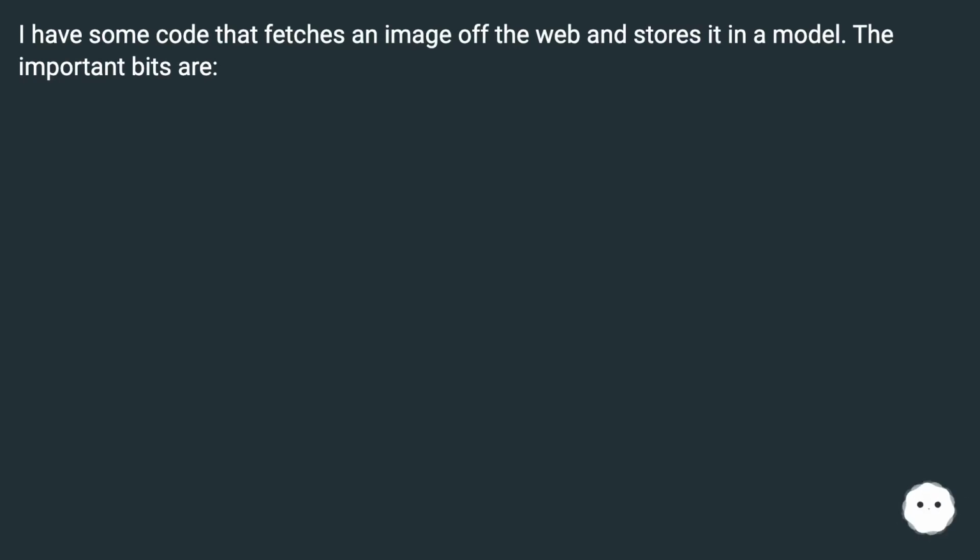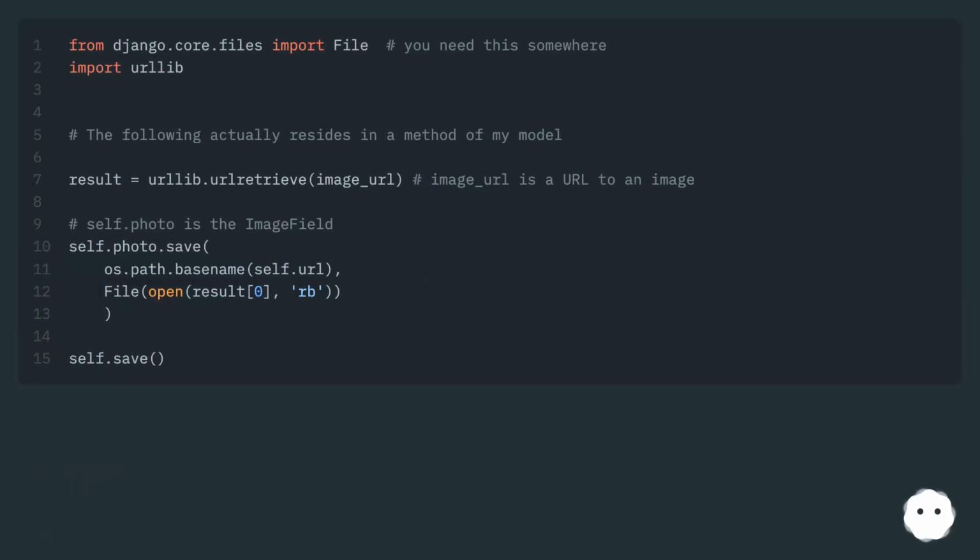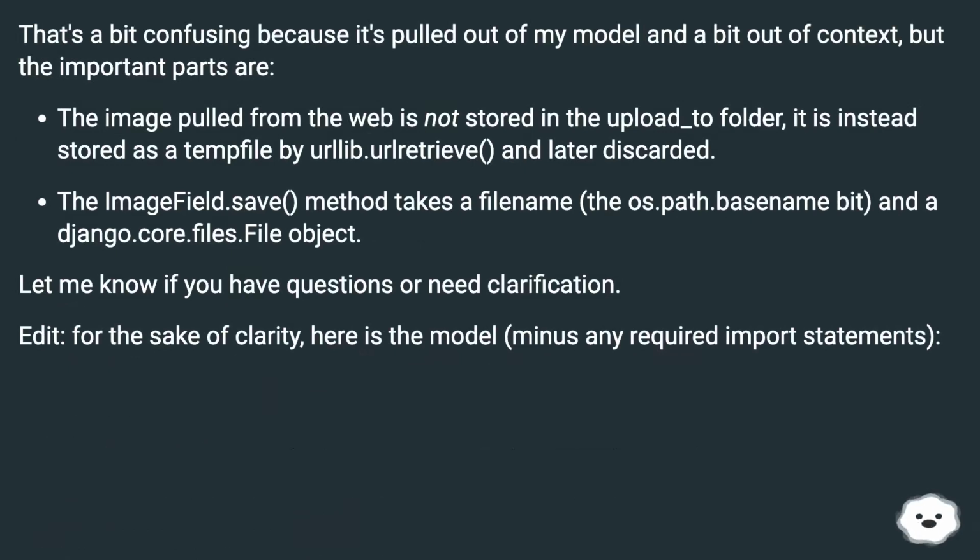I have some code that fetches an image off the web and stores it in a model. The important bits are: that's a bit confusing because it's pulled out of my model and a bit out of context, but the important parts are: the image pulled from the web is not stored in the upload_to folder, it is instead stored as a temp file by urllib.retrieve and later discarded.